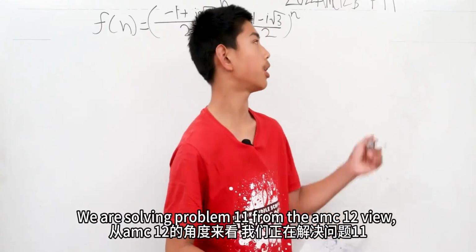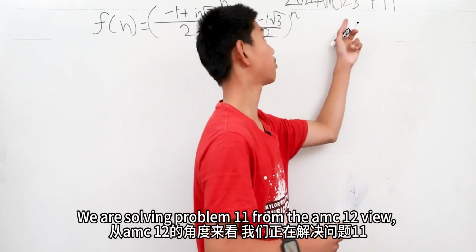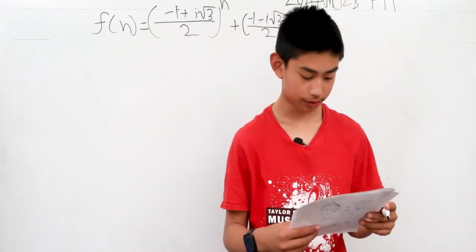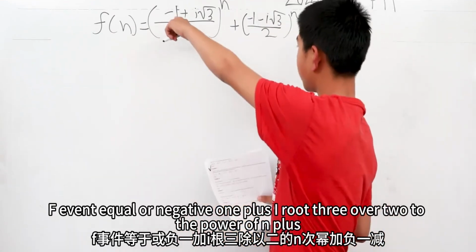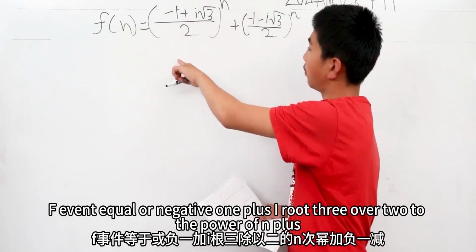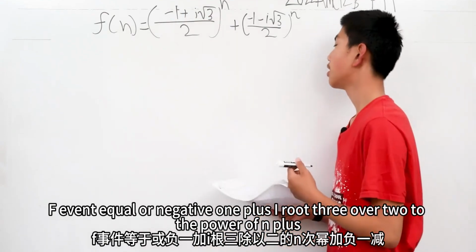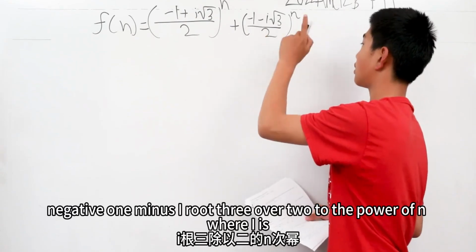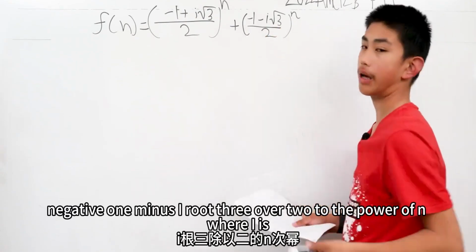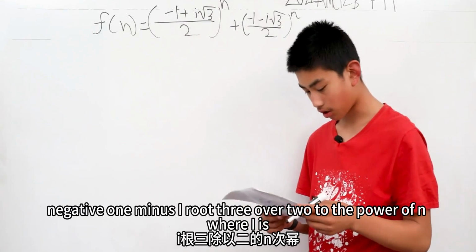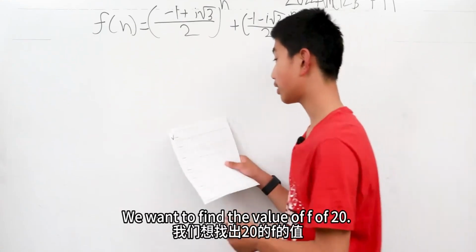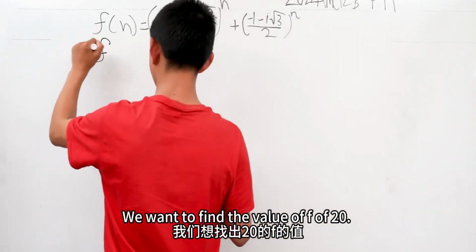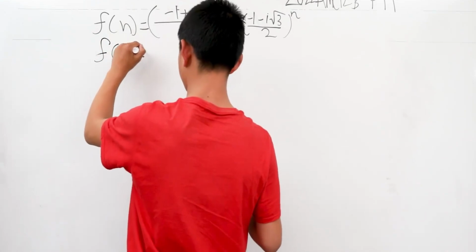We're solving problem 11 from the AMC 12B from 2022. Let f of n equal ((-1 + i√3)/2)^n + ((-1 - i√3)/2)^n, where i is the square root of -1. We want to find the value of f of 20.